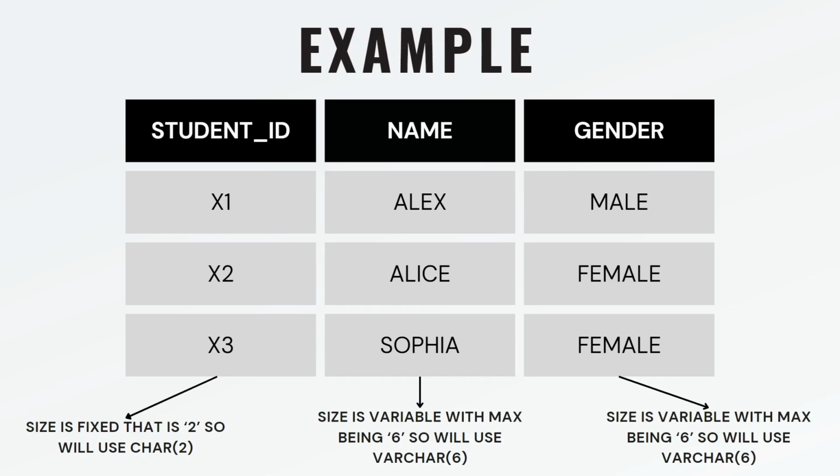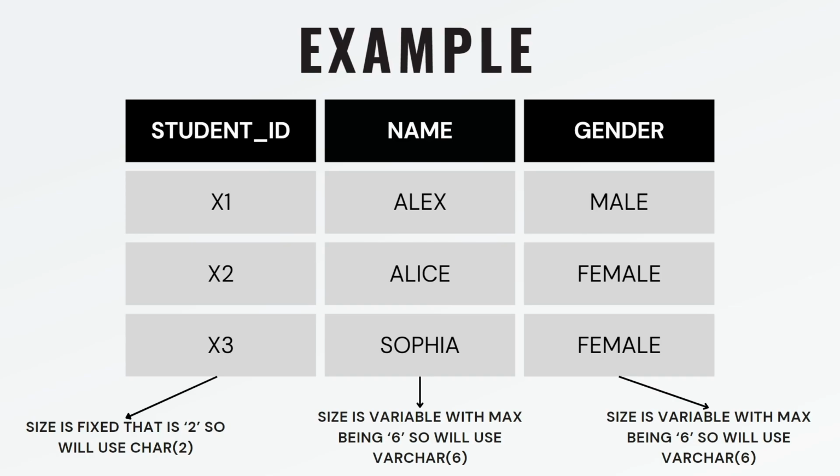So this is an example of a table which consists of 3 columns: student ID, name, and gender. In the first column, student ID, you can see that the string length is fixed, that is 2. So you can use CHAR or VARCHAR. But since the string length is fixed, it's the best practice to use CHAR instead of VARCHAR.